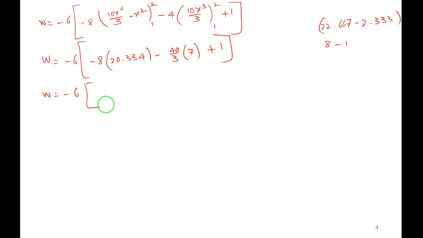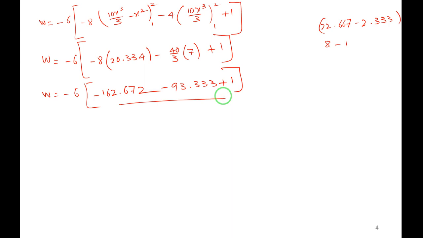So minus 8 into 20.334. So I am getting it as minus 162.672. Let me check this. 40 into 7 divided by 3. So I am getting it as 93.33 plus 1. So we'll simplify this first.